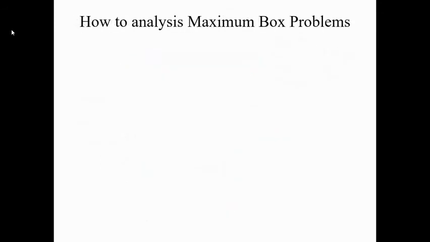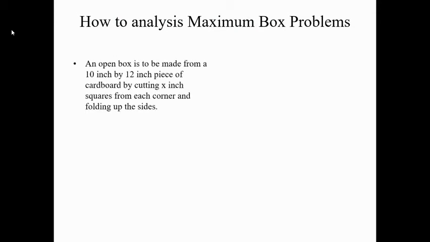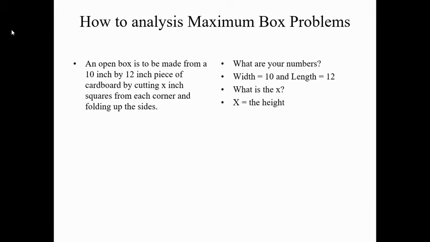How to analyze maximum box problems. Here's another problem. An open box is to be made from a 10-inch by 12-inch piece of cardboard by cutting x-inch squares from each corner and folding up the sides. So what are your numbers? The width is 10 and the length is 12. What's the x? Remember that the x is the height, and we don't have that measurement.